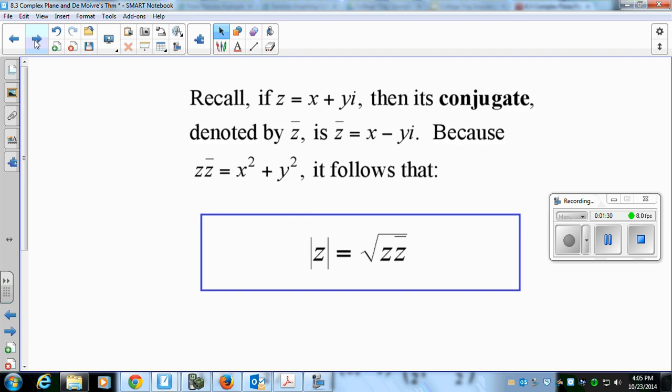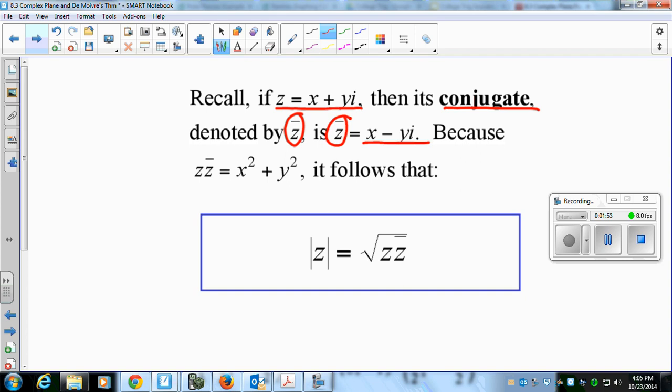So this is a notation you'll see in our book, and it's really no different. The idea here is, remember that when you have a bar above z, okay, that means it is a conjugate. And all you have to do for a conjugate, if z equals x plus yi, z bar is equal to x minus yi, where the sign is changed.